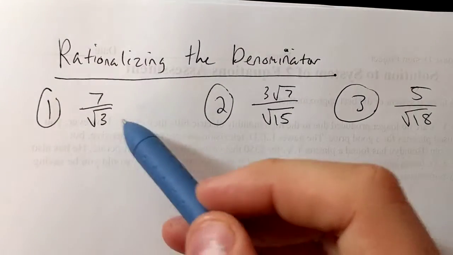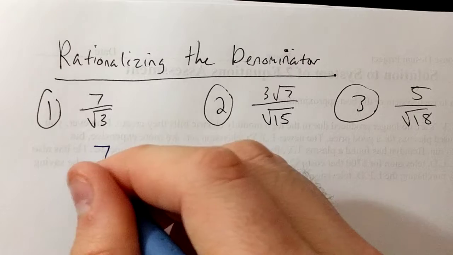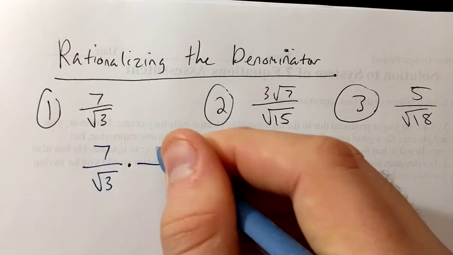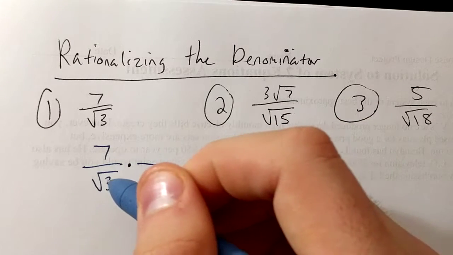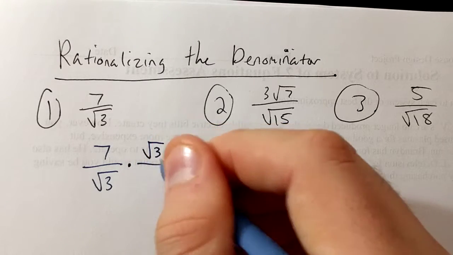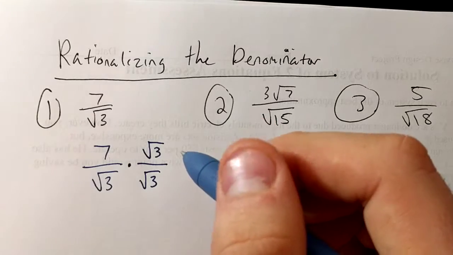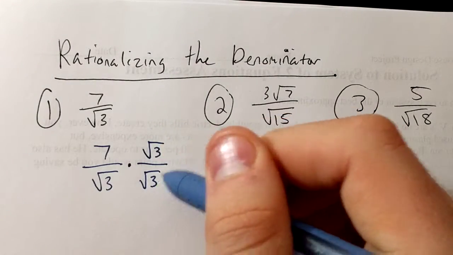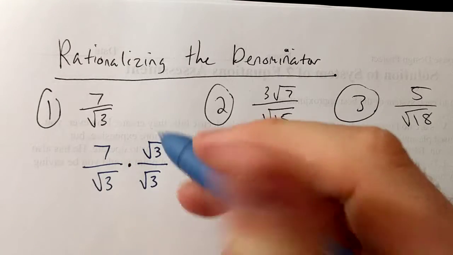So to make the denominator rational, we need to multiply this fraction by a fraction of value 1. And the number we choose for the top and bottom is going to be whatever the denominator is. In this case, we have a denominator of square root 3. That means we're going to multiply the fraction by square root 3 over square root 3. First of all, we're allowed to do this because this is equal to 1. So I'm not actually changing the number itself, I'm just changing the way it looks.